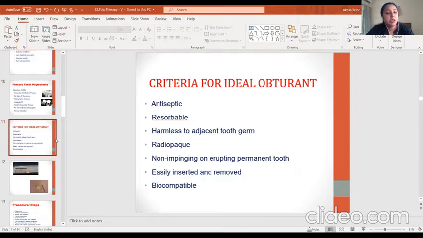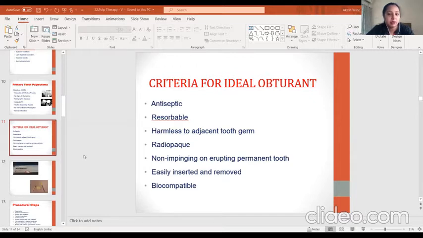It should be radio opaque so that whenever we do the filling and take a radiograph, we are able to identify where the material has entered. It should be easily inserted and removed. If in case of an over obturation or a short obturation, you should be able to manipulate it even after the second appointment. So that is the meaning of easily inserted and removed.